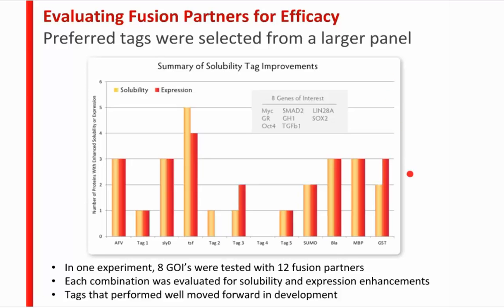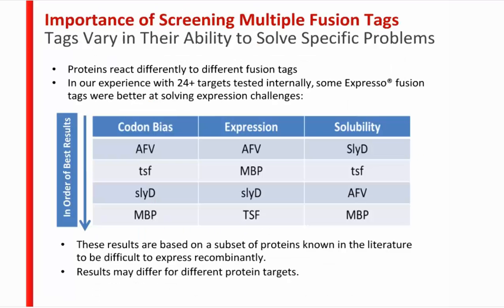And another piece of data from our experiments here is that all tags are not created equal. We definitely were able to confirm this. Some of them are definitely more adept at fixing specific problems than others. So out of the 24 plus targets we tested internally, some of them were better at fixing things like codon bias. Some of them seem to be better at fixing problems like low expression, and some of them seem to be more adept at fixing solubility problems.